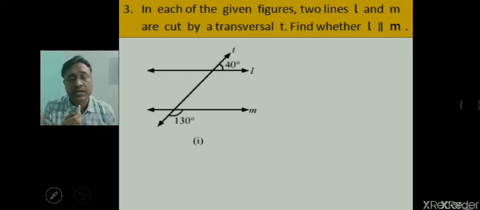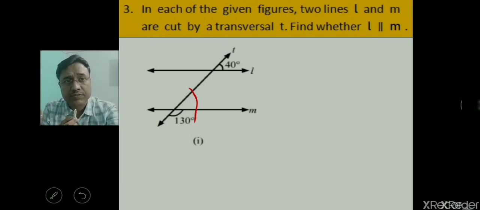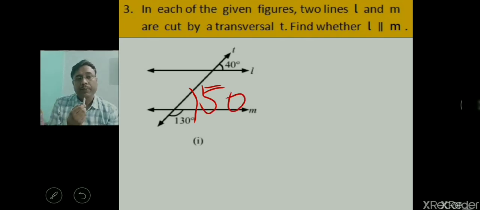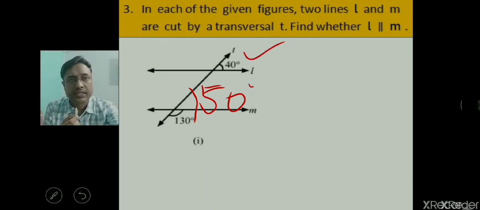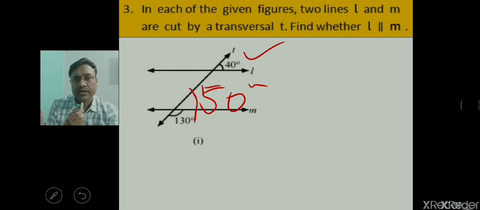Okay, so this is 130 degrees, then this angle is 50, this angle measurement is 50. But now we can see that these 50 and 40 are corresponding angles, but they are not equal. This upside 40 degree angle and this 50 degree angle are not equal. So that means these two lines L and M are not parallel.